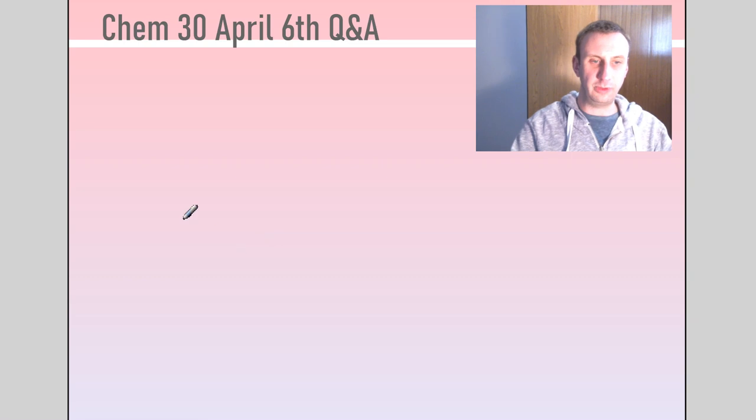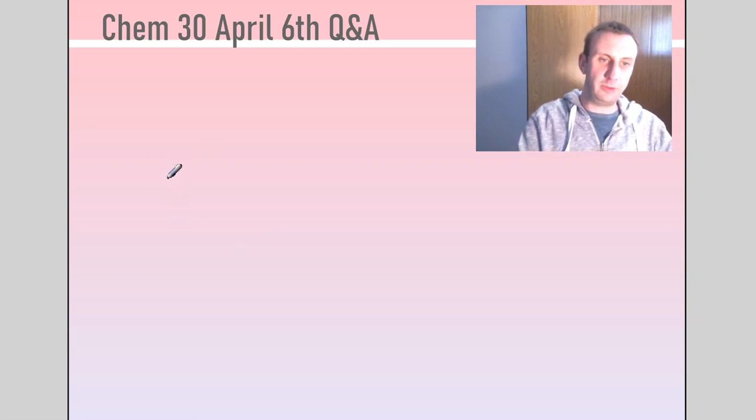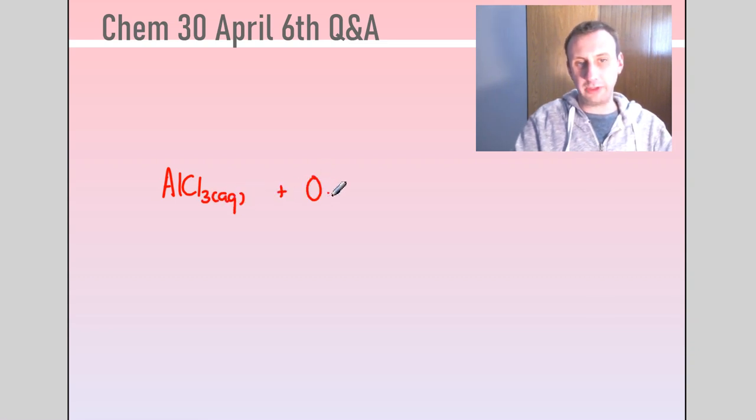So what if I go to a new page and I give you, we're going to use aluminum chloride again, but this time we're actually going to react it with oxygen, so O2 gas.